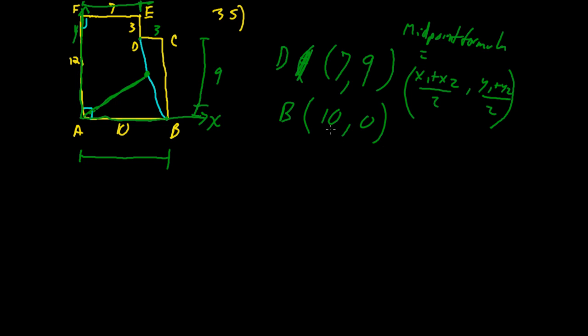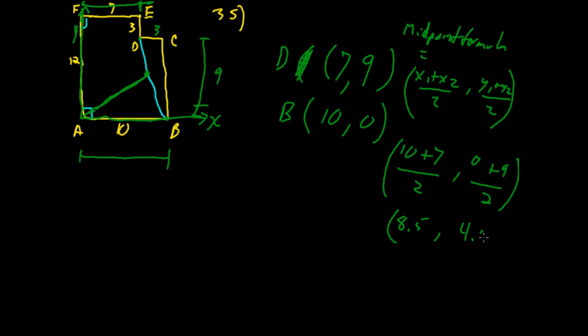So we can just plug in x1, it doesn't matter which one we call x1. x1 we can say is 10, x2 will be 7, divided by 2, y1 can be 0, and y2 can be 9, and we divide this by 2. And we see that 17 divided by 2 is equal to 8.5, and we can see that 9 divided by 2 is equal to 4.5. And this is the midpoint between B and D, right here.